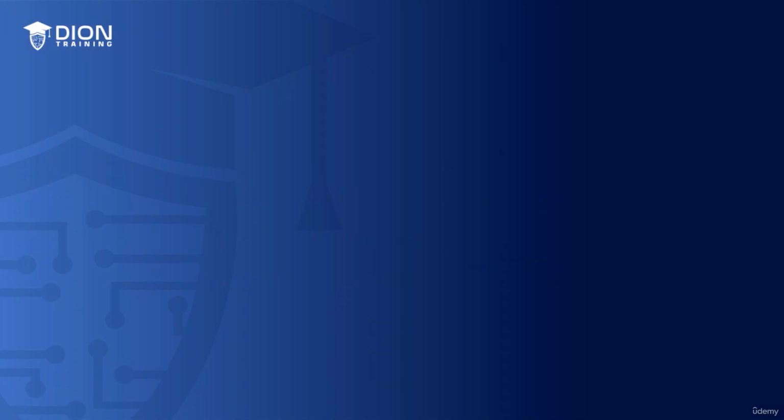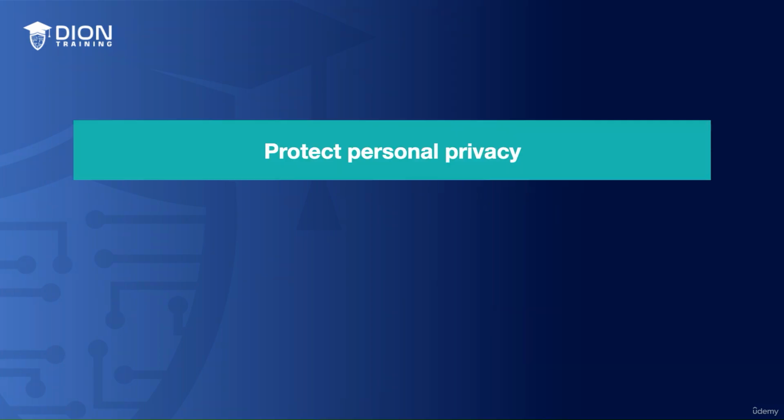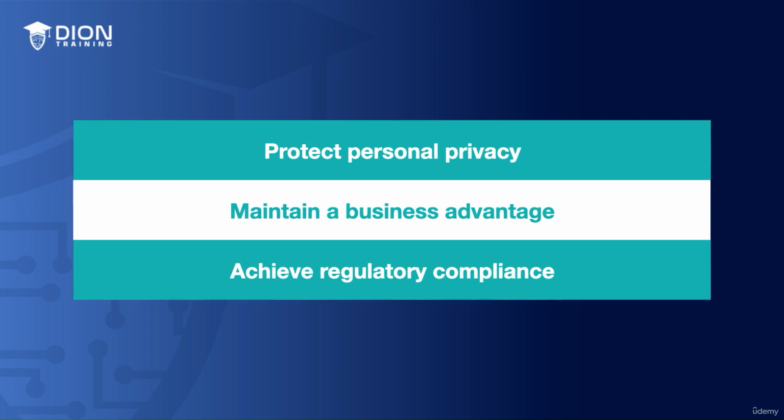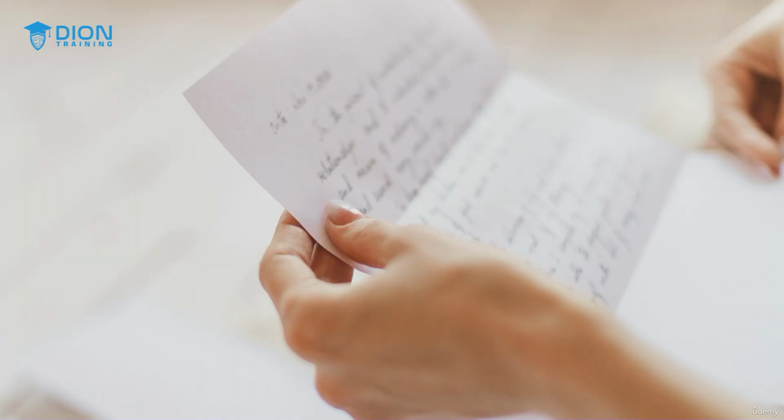So, why is confidentiality so important? Well, confidentiality is important for three main reasons. This is to protect your personal privacy, to maintain a business advantage, and to achieve regulatory compliance. Now, the first reason that confidentiality is important is for you to be able to protect your personal privacy. Just as you wouldn't want your personal letters read by strangers, most individuals don't want their personal data, including their health records or financial details, being shared without their consent.